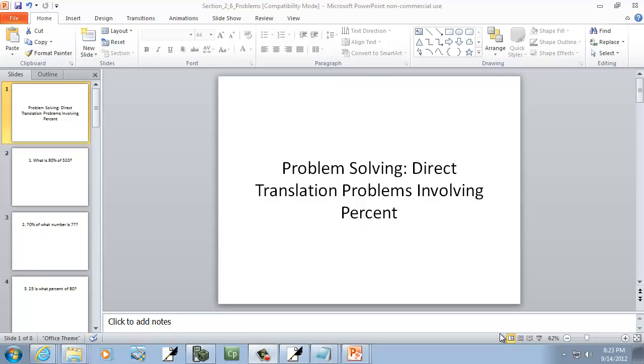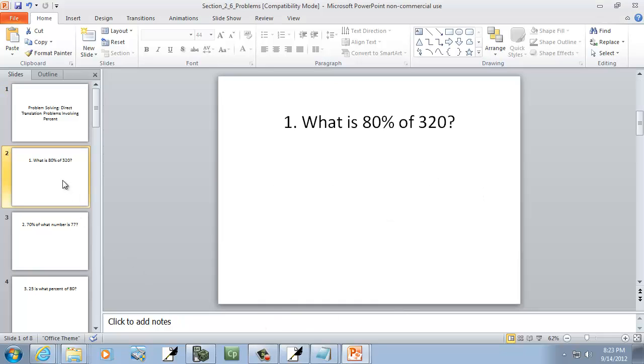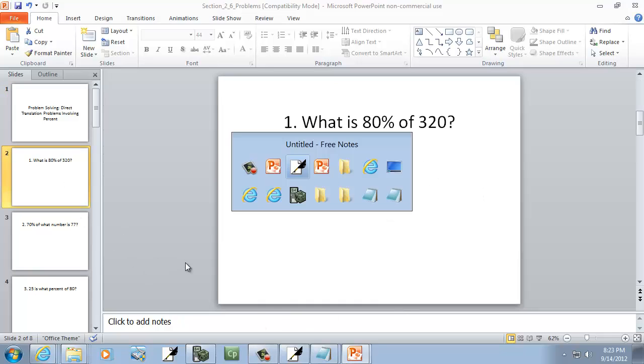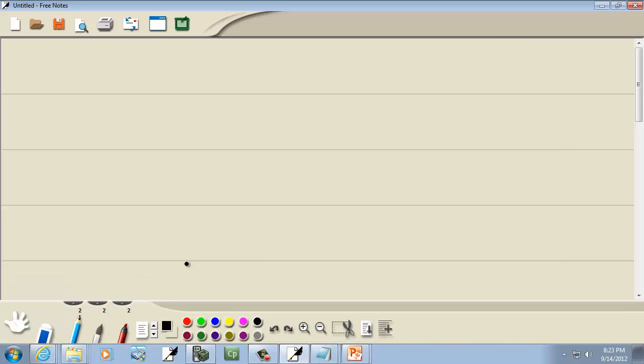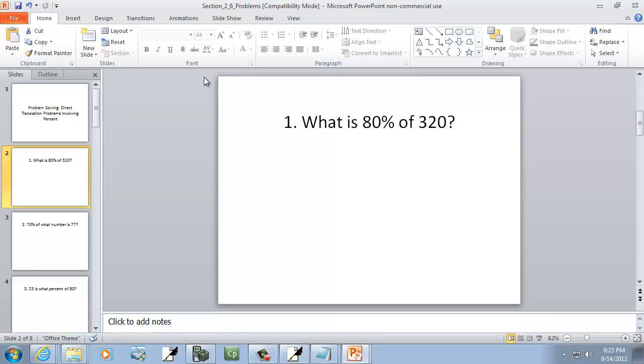Let's take a look at some more word problems. Problem solving, direct translation problems involving percent. And get my first problem up here. There it goes. And this one says, what is 80% of 320?